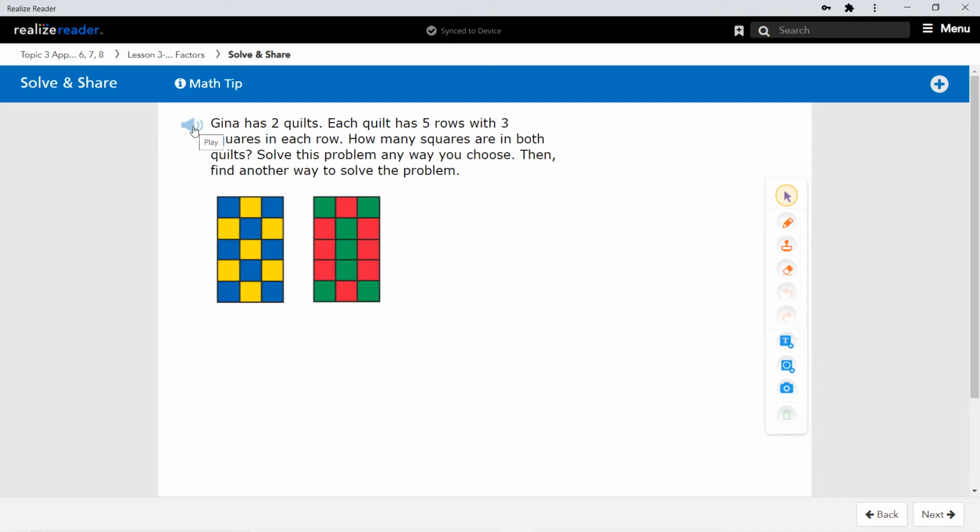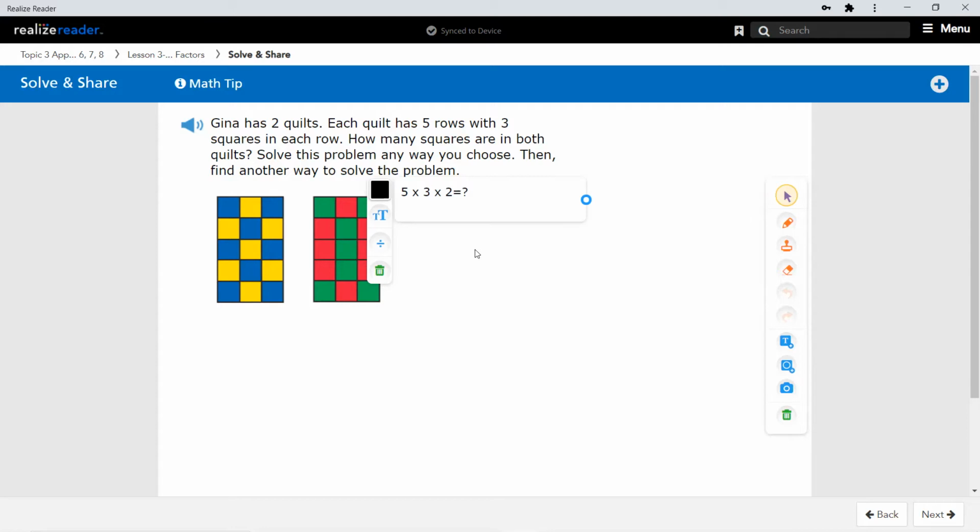Okay, so for this problem, they're telling us that she has 2 quilts, and we're seeing both of these underneath. Each one of them is 5 rows with 3 in each row. So each one of these is an array, a 5 times 3 array. If we write that out, we know that our array is 5 times 3. But we know that there are 2 of them. So we know it's going to be 5 times 3 times 2 of these arrays to be able to find out how much she has altogether.